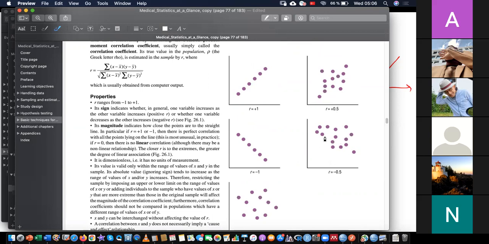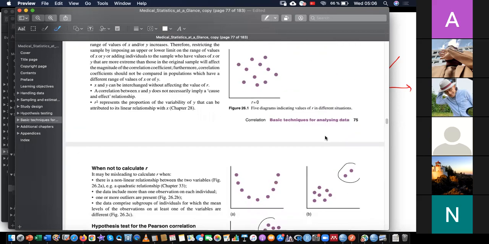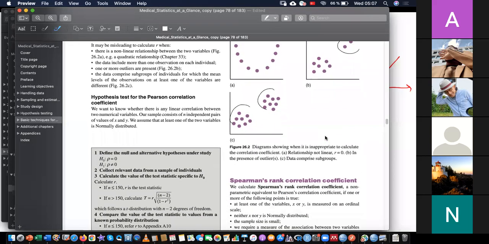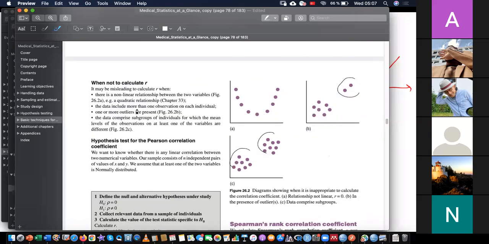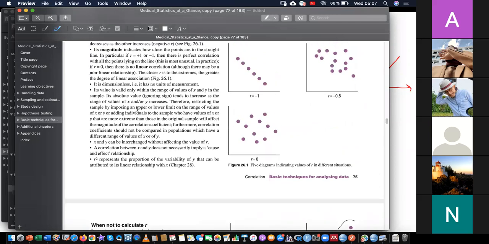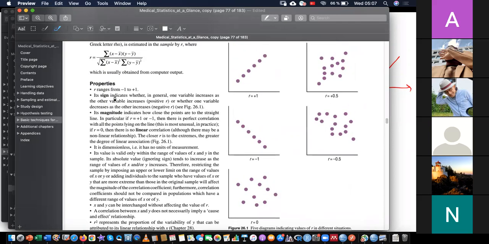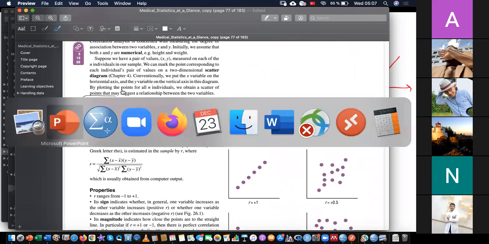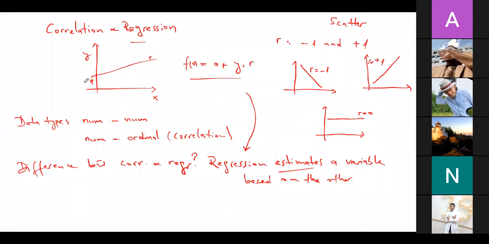R is only possible to calculate if you have a linear or semi-linear relationship, scattered dots, but no extreme values, no outliers, and no accumulations in subgroups. Here we have two different subgroups. It is not possible to calculate the Pearson. This is the Pearson, by the way. You have two different correlations. One is the Pearson, and the other one is the Spearman.